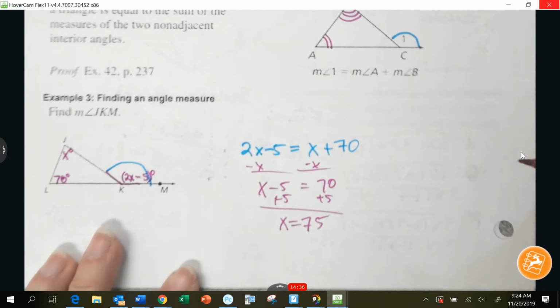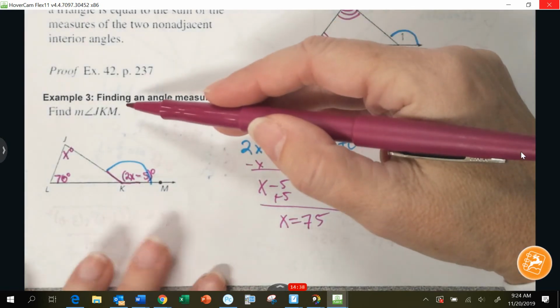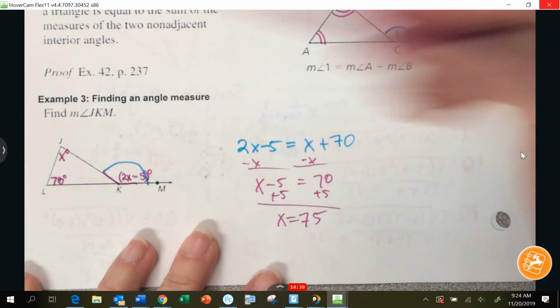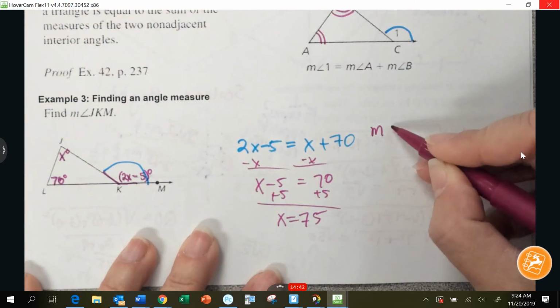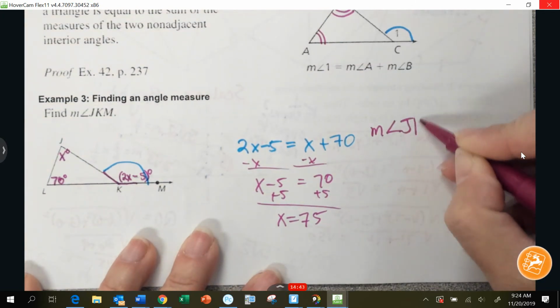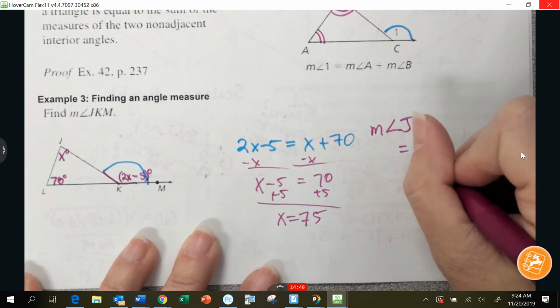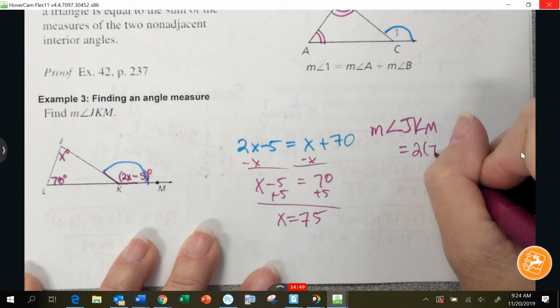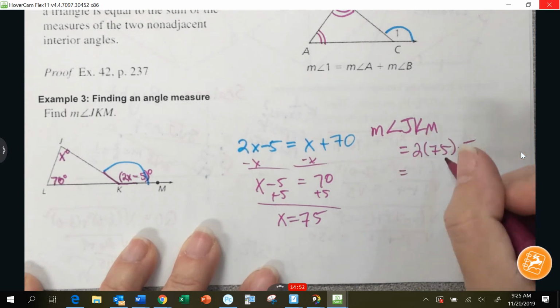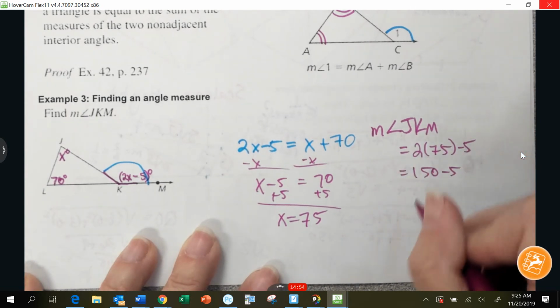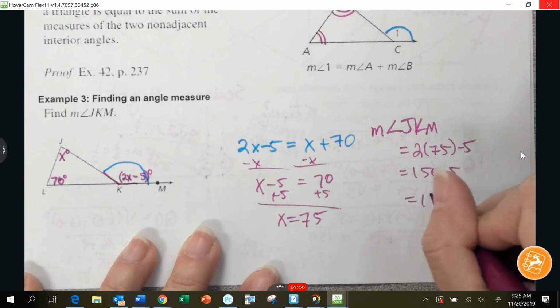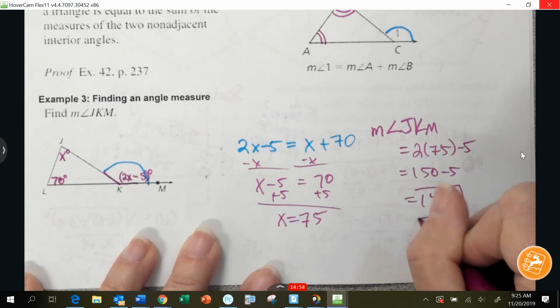That's only the x, and I was not asked to find x. I was asked to find the measure of JKM. So we're going to have to plug that 75 back into 2x minus 5. 2 times 75 minus 5, which is 150 minus 5, which is 145 degrees. Please put a degree symbol when you write degrees.